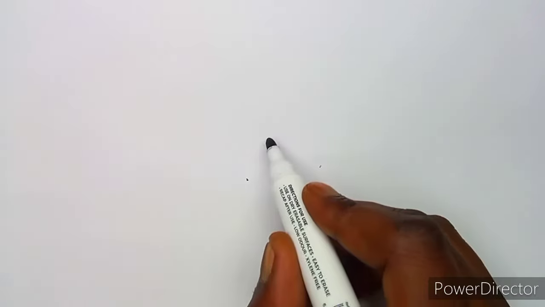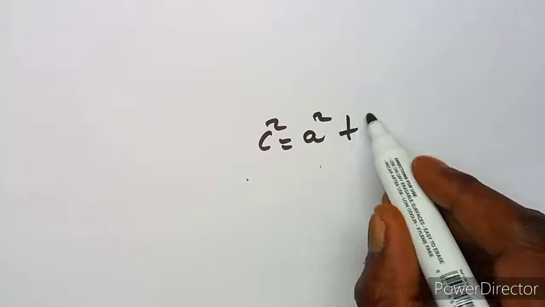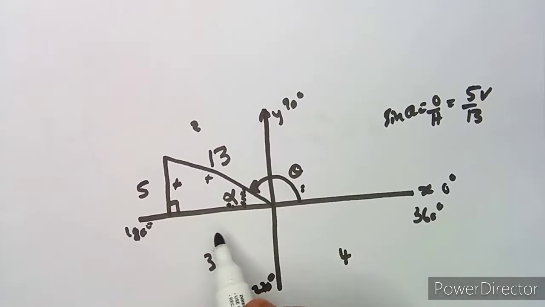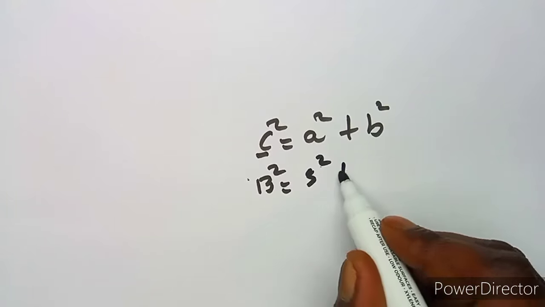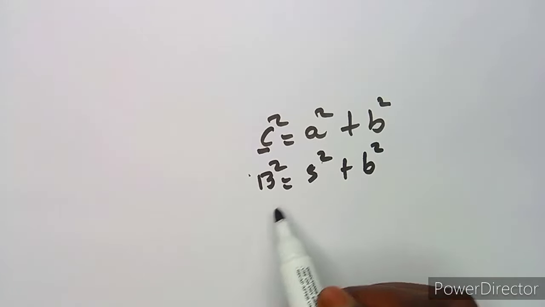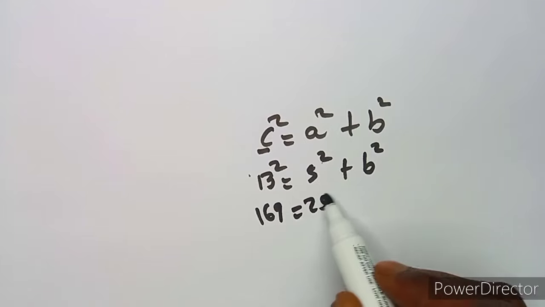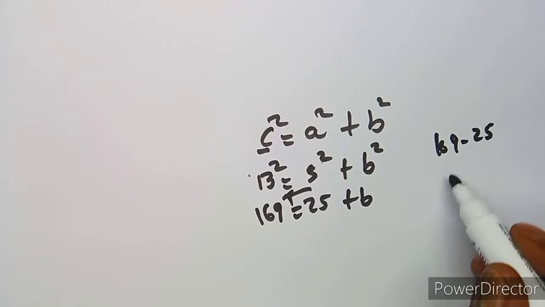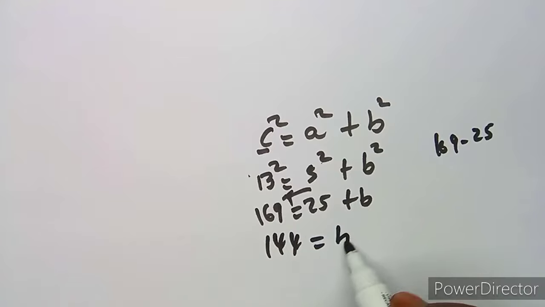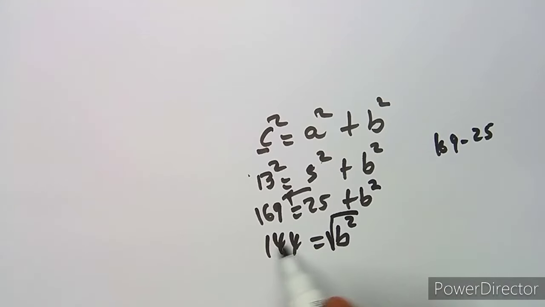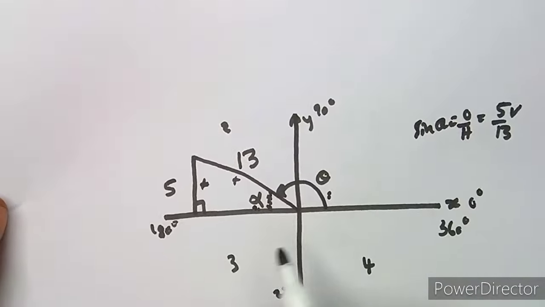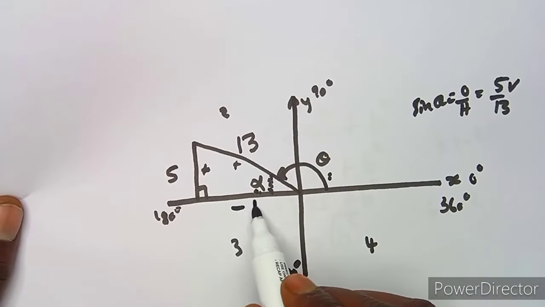Definitely use Pythagoras theorem, where c squared is equal to a squared plus b squared. Here c squared is the hypotenuse squared, which is 13 squared, equal to 5 squared plus b squared. So 13 squared, which is 169, is equal to 25 plus b squared. Transposing, 169 minus 25, that is 144, is equal to b squared. Introducing the square root on both sides, our b is going to be 12. Remember that we are in the negative region on this side, so this is negative 12.